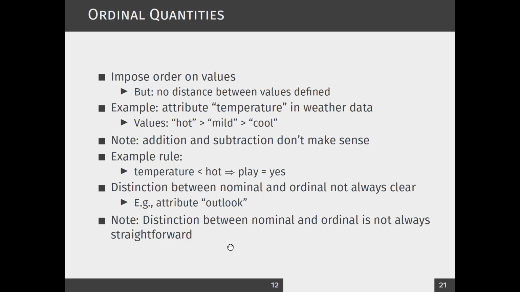The next type we call ordinal. Remember, for the previous one we said there's no order. When you say outlook is overcast, sunny and rainy, you can't really compare. But if you take our second attribute, temperature, we have three different values: hot, mild, and cool. Actually, you can talk about a relation among these three values.